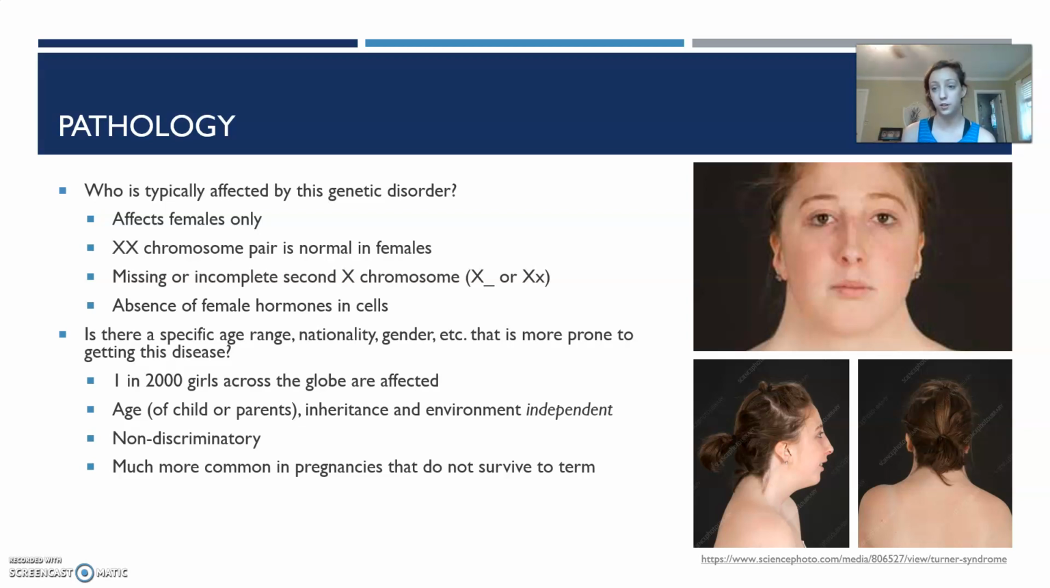This condition is non-discriminatory, and it can happen in any place just as much as another. The age of the child or parents, inheritance, and genetic environment do not affect this condition, although it is much more common in pregnancies that do not survive to term. And we'll talk about the survival rate and life expectancy later.